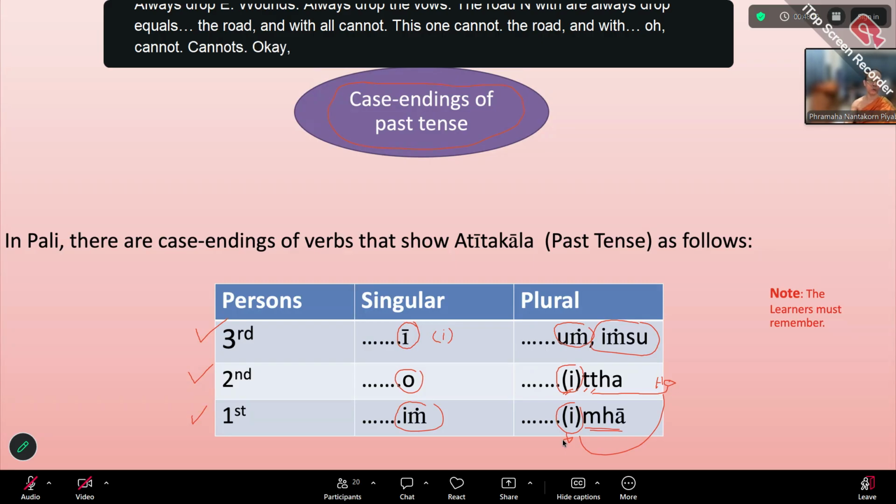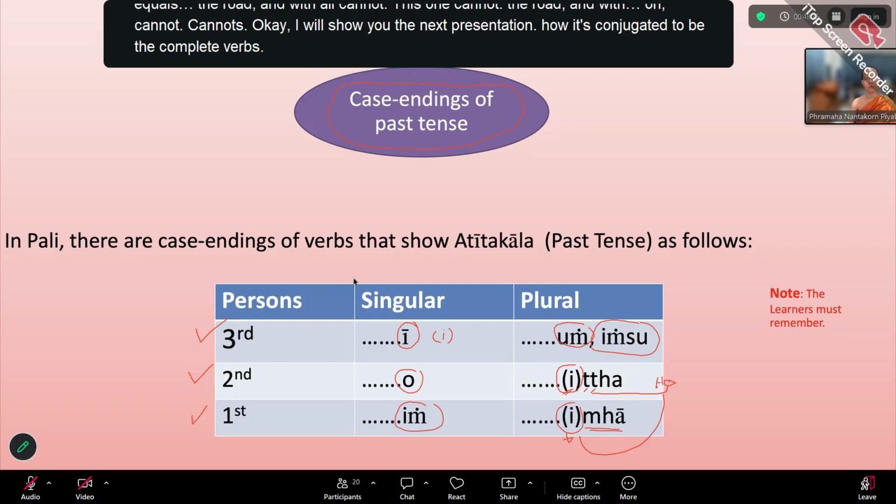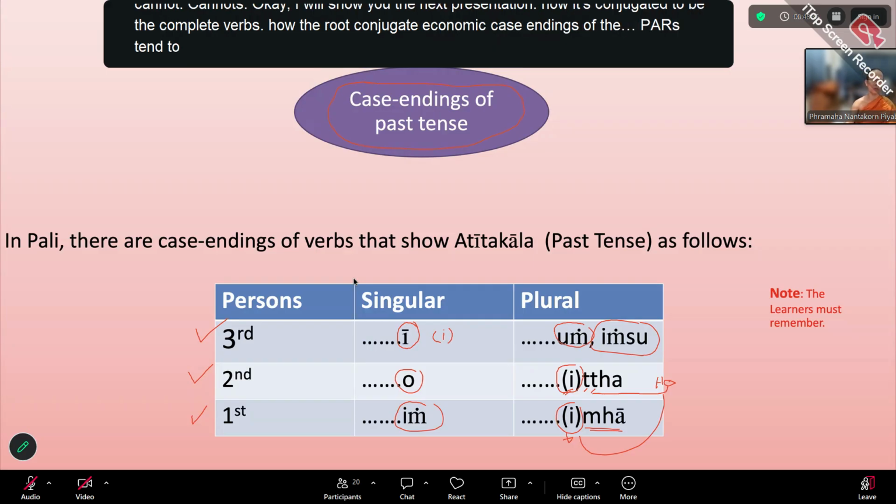Okay, I will show you in the next presentation how the roots conjugate according to cases and case endings of the past tense to be the complete verbs. Let's see together.